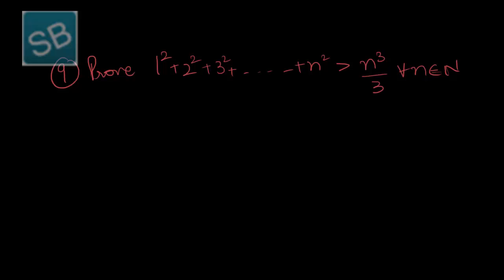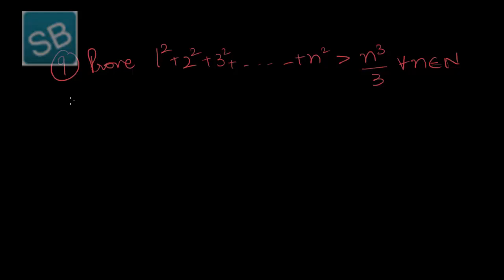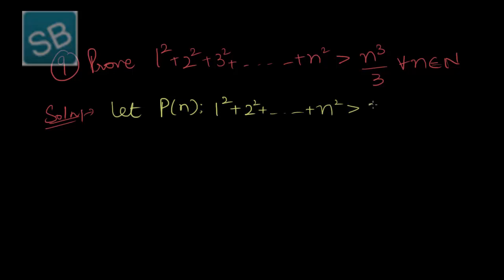So we will do it by principle of mathematical induction. We state that the first step is that we have to suppose the statement as P of n. So we are going to suppose, let P of n be 1 square plus 2 square up to n square greater than n cube over 3. We have to prove this statement to be true by principle of mathematical induction.